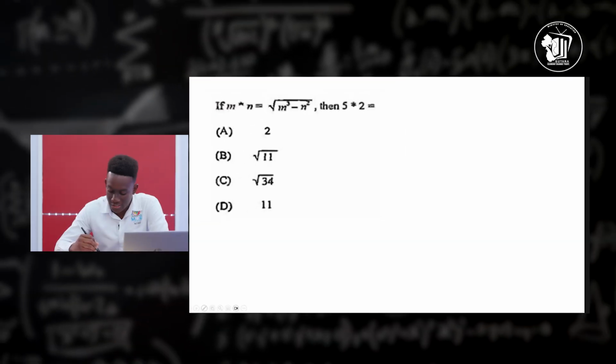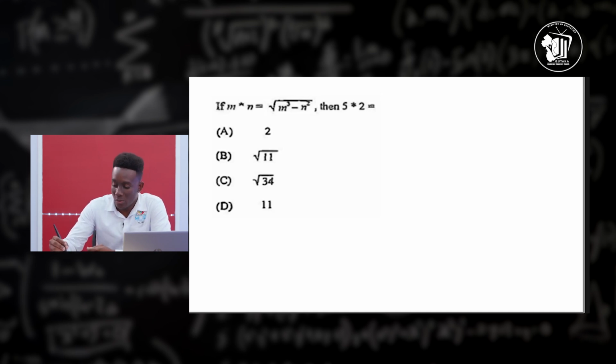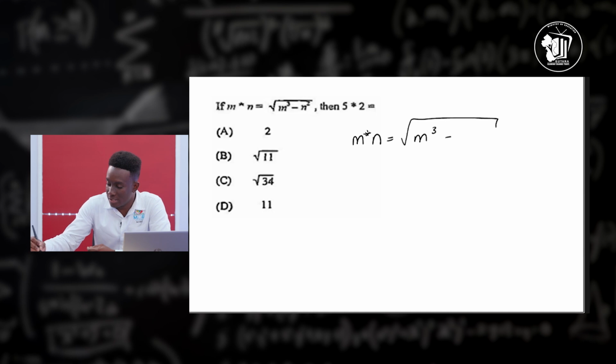So this question says, if m asterisk n is equal to the square root of m cubed minus n to the second power, then 5 asterisk 2 is equal to. So what I want to do, I will rewrite the question. So I have m asterisk n is equal to the square root of m cubed minus n squared. So I want to find 5 asterisk 2.